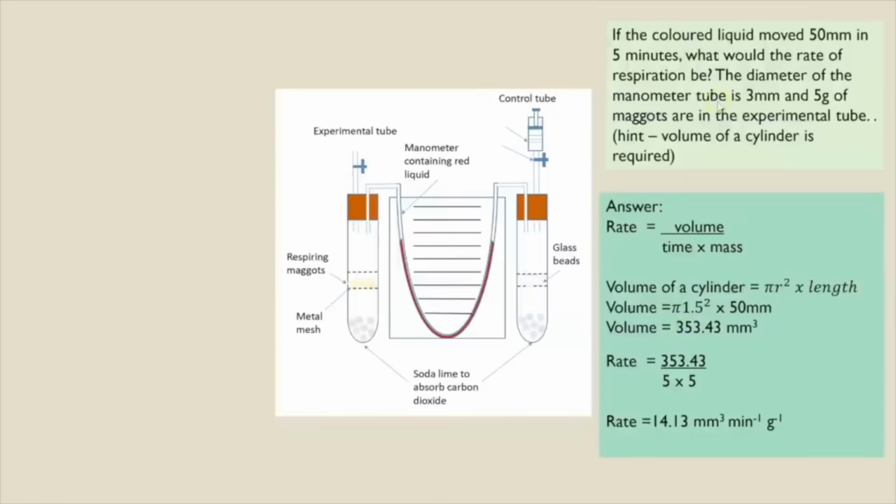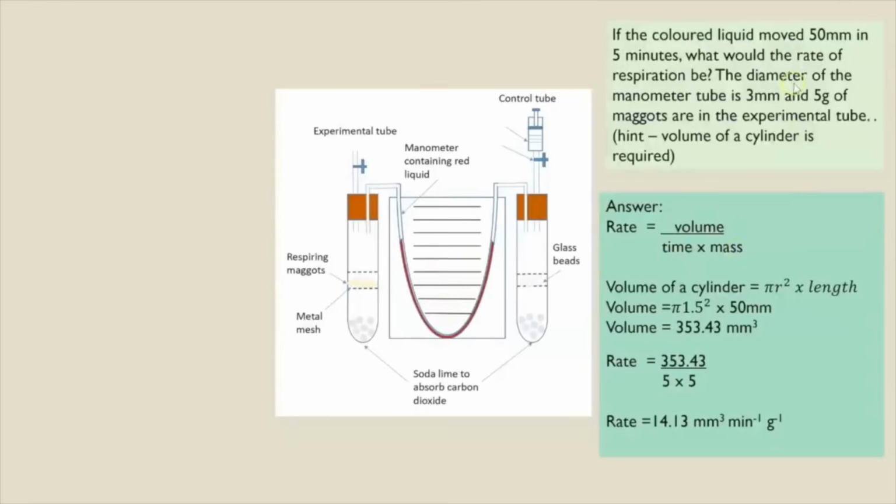Now in this case, we've been told that the diameter of the tube is 3 millimetres. So the radius r would be 1.5. And the length is the distance that the liquid moved, and that would be 50 millimetres. So the volume of air that has moved into the tube, that we can confirm, is 353.43 millimetres cubed. However, they want you to give this as a rate, so we need to divide by the time taken, and also take into account the mass of maggots that we used.